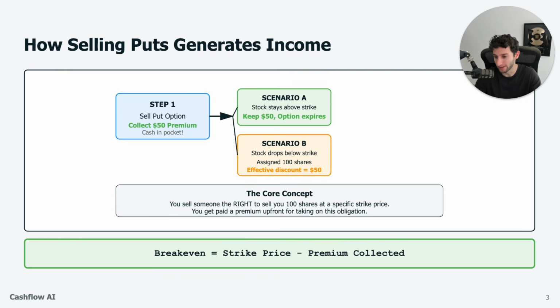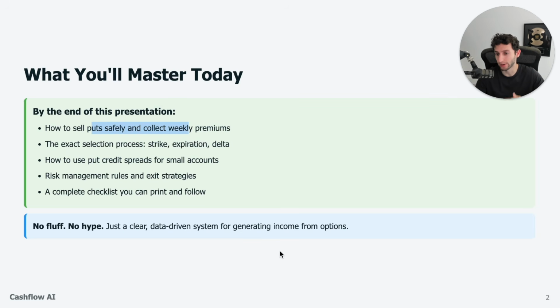to generate income. And really, this is the only video you're going to need because we're going to cover how to do that. We're going to show you the exact selection process, how to use credit spreads if you have small accounts, all the risk management needed, and a complete checklist in the video that you can use to print and follow and generate weekly income. So let's dive into it.